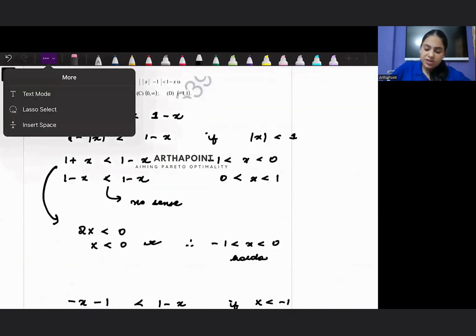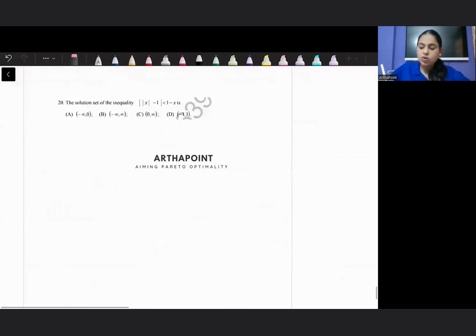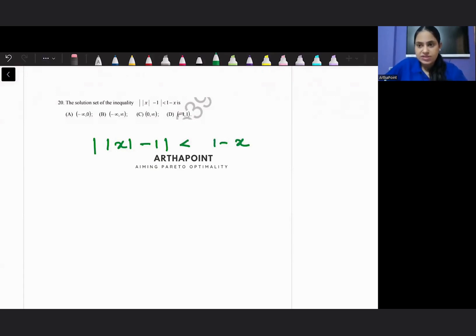So this says find the solution of the inequality, and you are given that the inequality is mod x minus 1 less than 1 minus x. Now, there are multiple ways to go ahead and solve this kind of question. One of the very easy ways is the method of hit and trial, right? So you can just try to plug in some values right here.